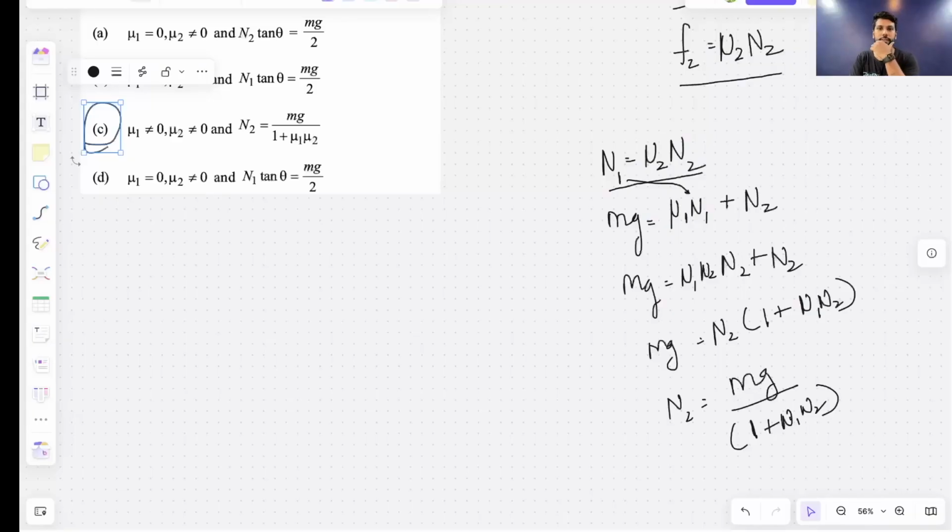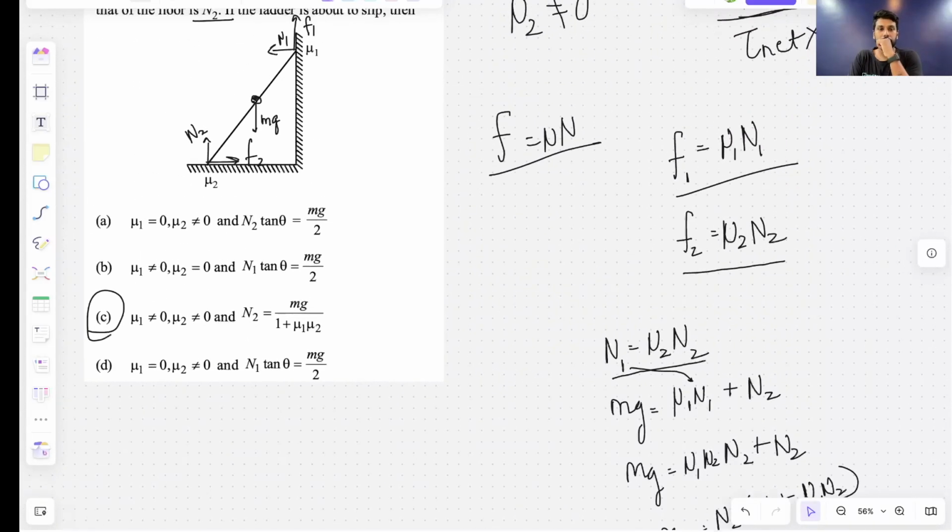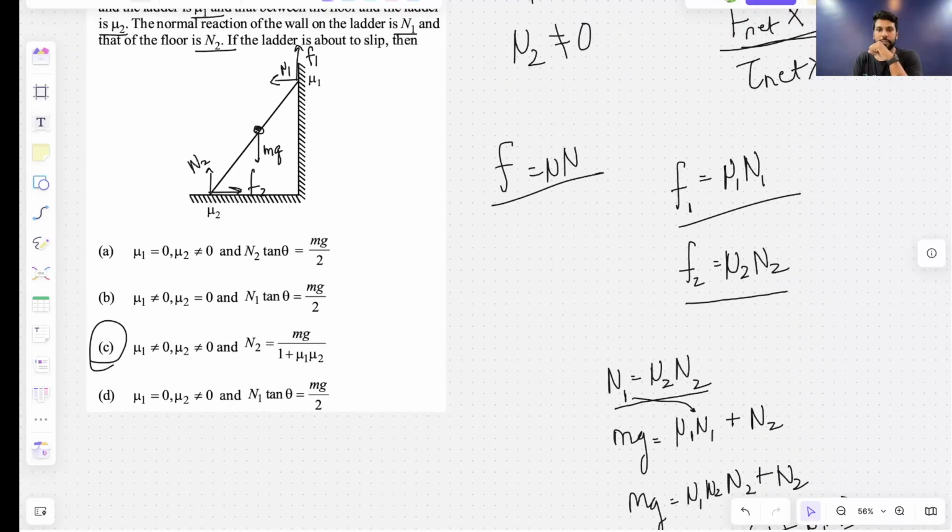Is C here? Yes or no? So this is how I do my first question, right? This is how I get the answer for my first question. So I hope this has made sense to you.